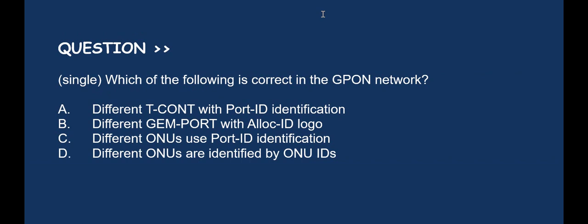The correct answer is option A. The next question is, which of the following is correct in the GPON network? The options are option A, different TCONT with port ID identification, option B, different GEM port with ALOC ID logo, option C, different ONUS port ID identification, option D, different ONU are identified by ONU IDs. The correct answer is option D.